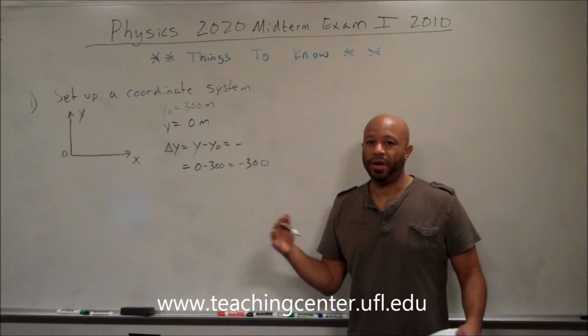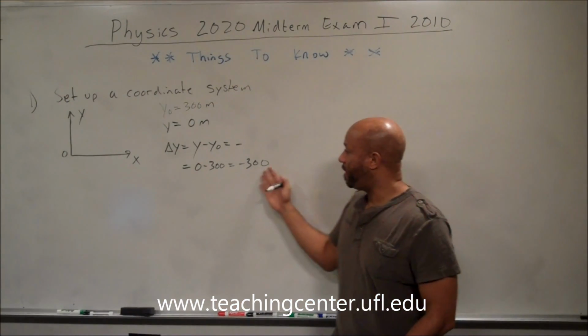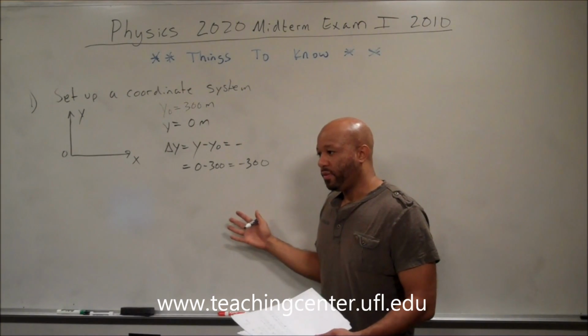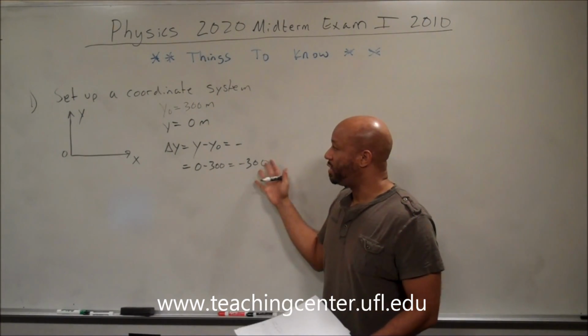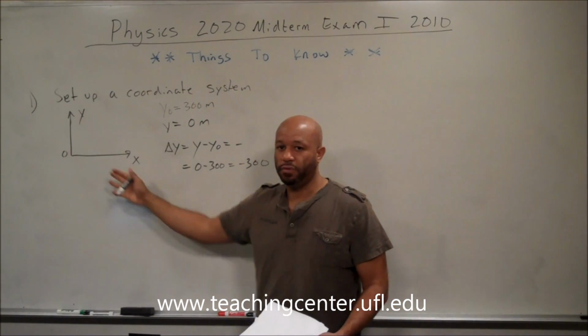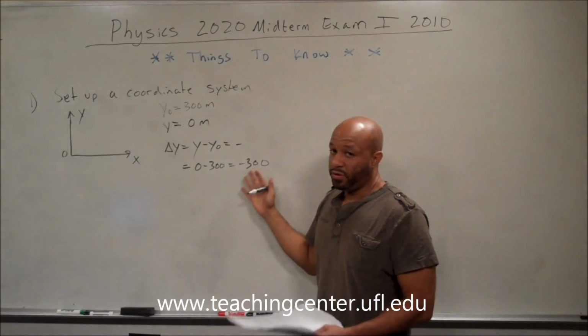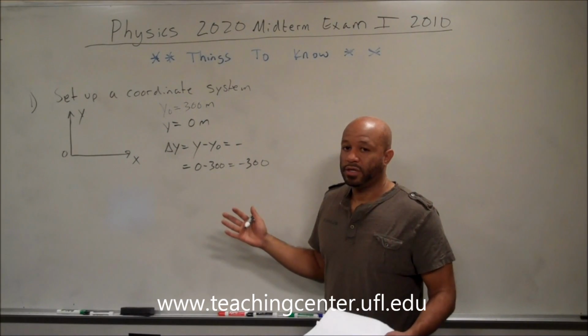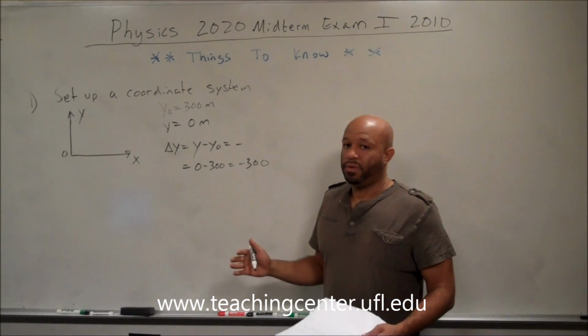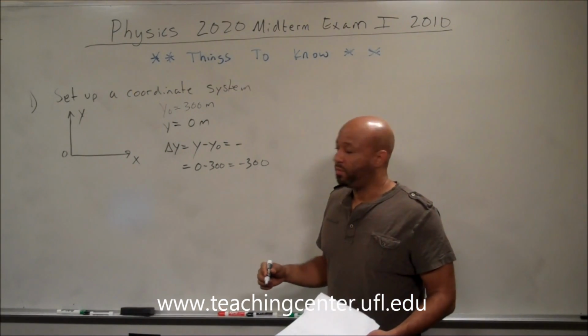All right? That might seem a little weird to you, that you have a negative change in height, but indeed, that's not weird. That is a result of the way that we set up the coordinate system. And when you work through problems, if you don't have that negative sign there, a lot of times you're not going to be able to work out the problem correctly.